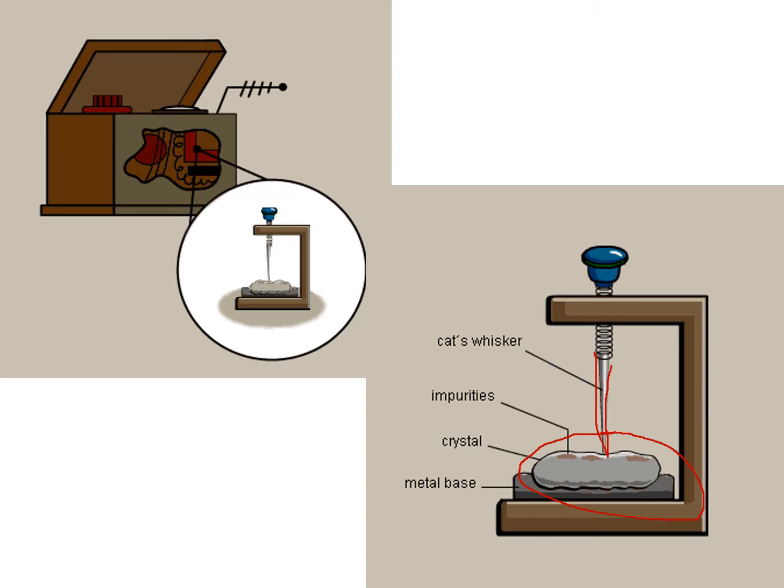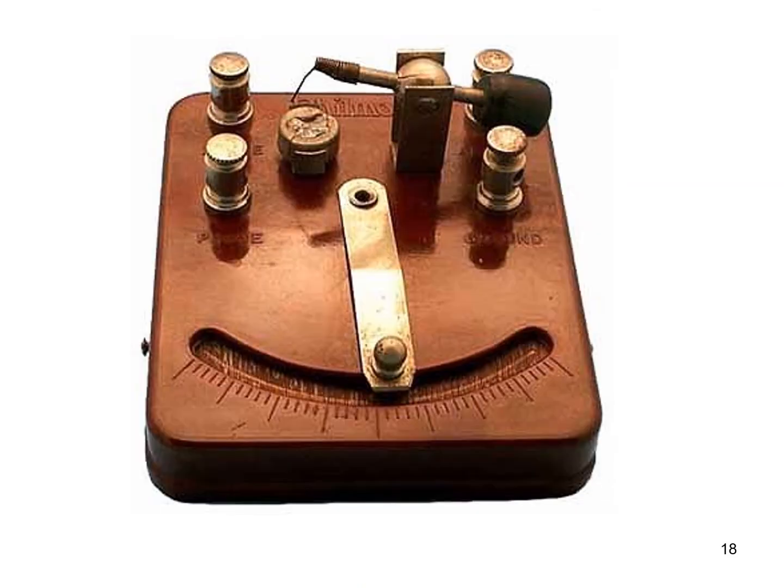They didn't know why it worked exactly, but they had an inkling that something important was yet to come about here. This is an actual radio set. Here's the crystal over here. Here's the cat's whisker. Here's the handle, so you'd be able to move the cat's whisker around on the crystal this way.